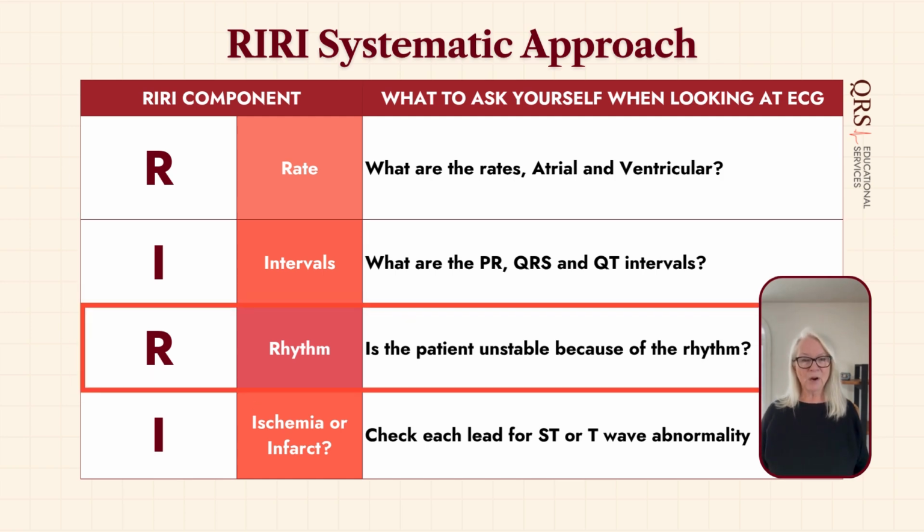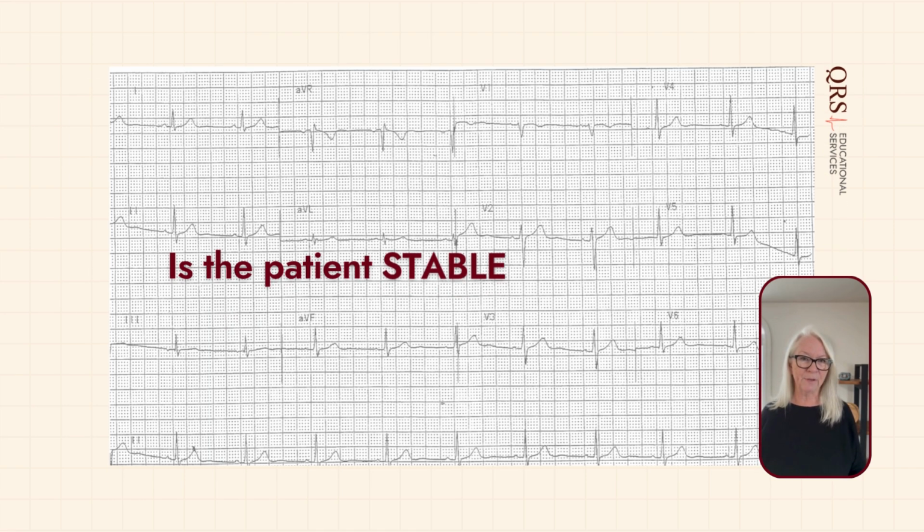The second R is the rhythm. When we're looking at rhythm, we're looking to identify what the rhythm is, but most importantly, how is the patient? Are they stable or are they unstable with whatever the rhythm is?